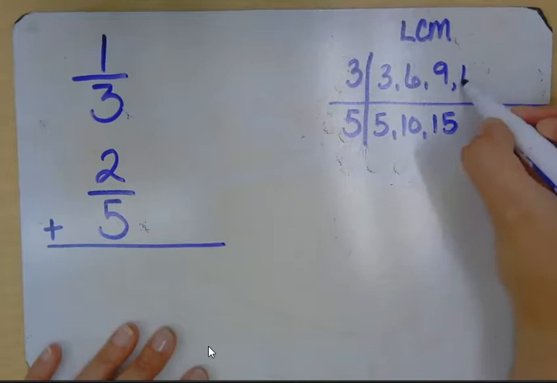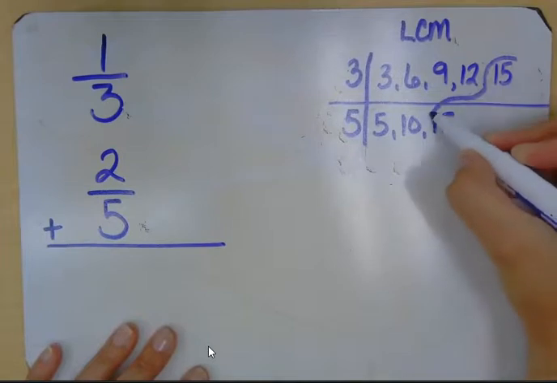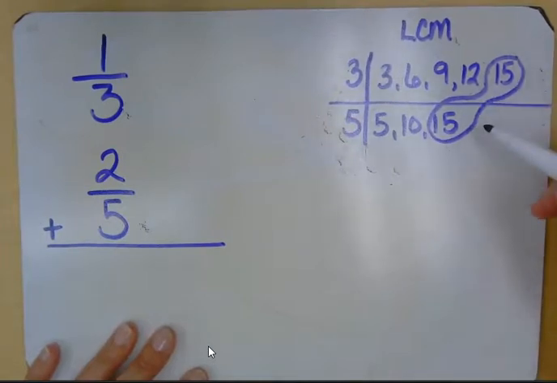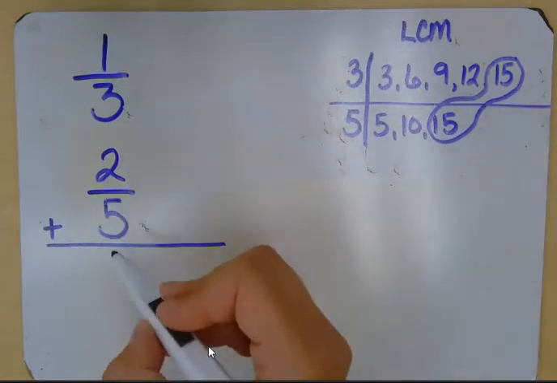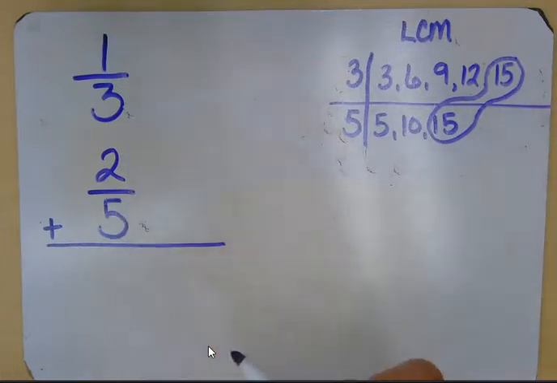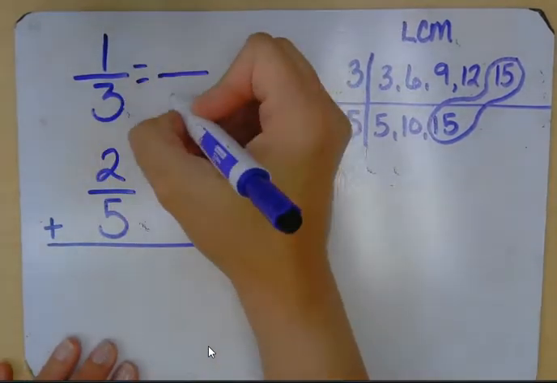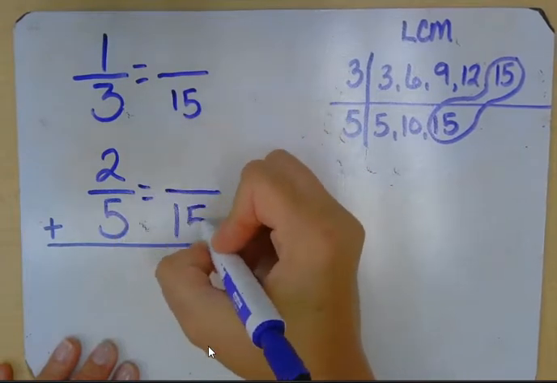3 times 4 is 12, and 3 times 5 is 15. And lo and behold, I found my peanut. Found my peanut, there it is. 15 is my peanut, which also means it's going to be my new denominator for both 1/3 and 2/5. How do I do that? We'll bring it on over here and change those denominators to 15. That's going to be our new common denominator.